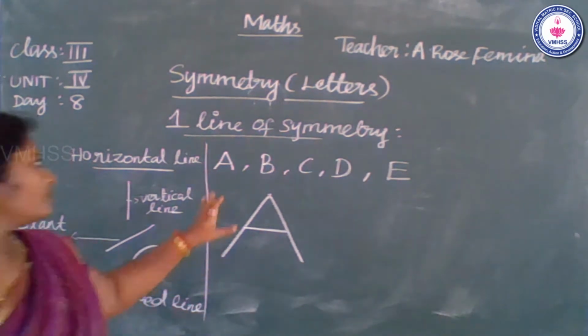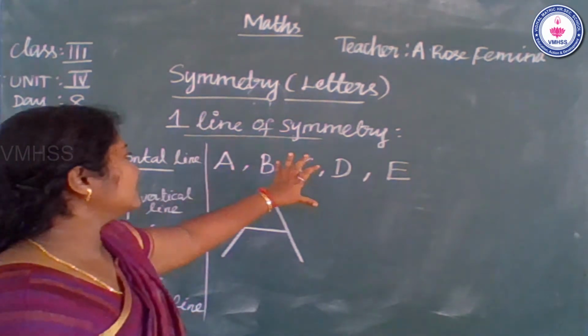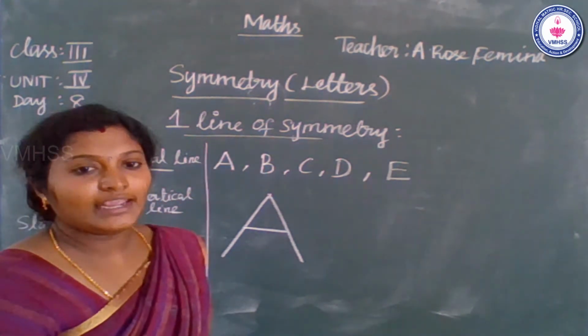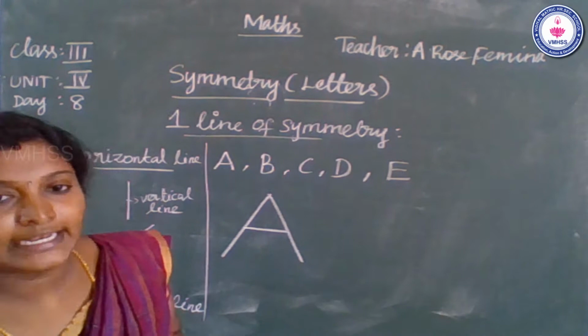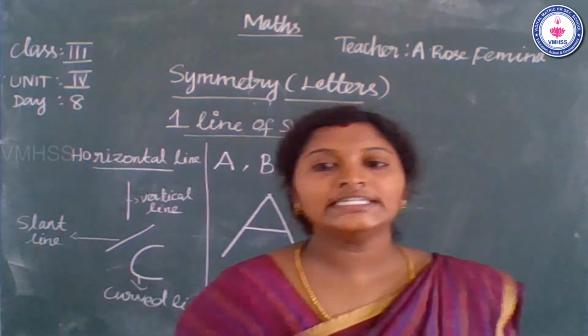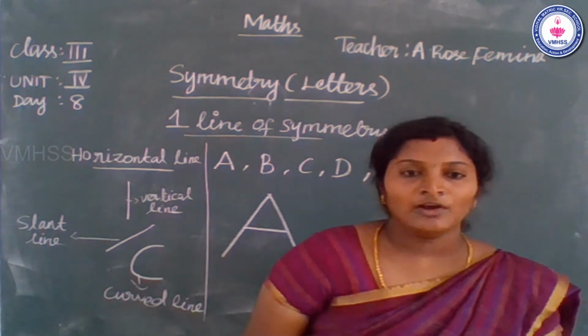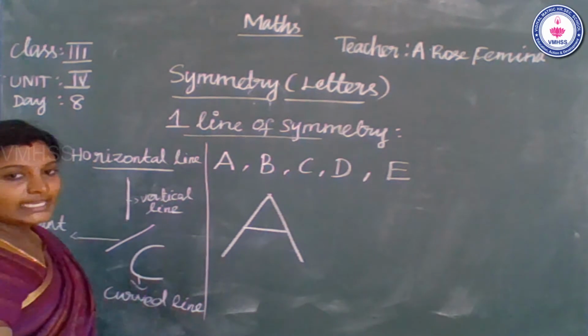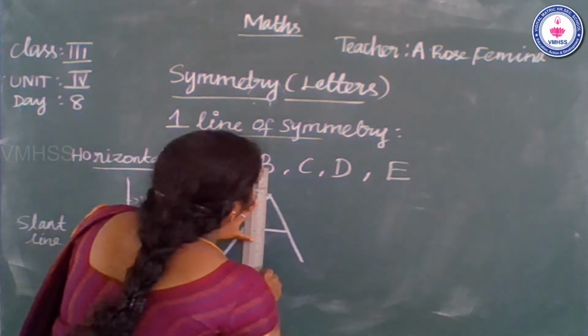Now the topic is symmetry letters. These have one line of symmetry. Now we go to write the letter A. A has a vertical line of symmetry. Vertical means this type of line. So I draw one vertical line on A.